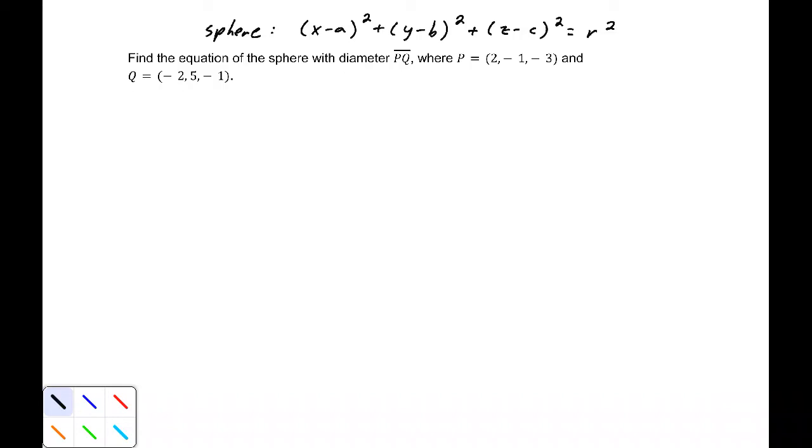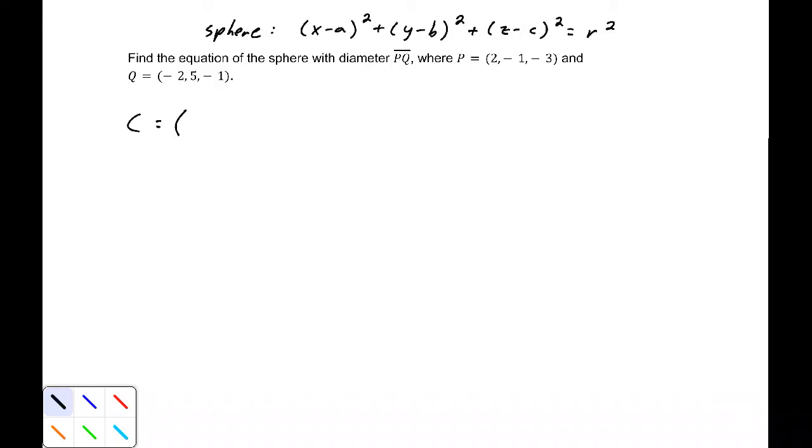So first, what we need to do to complete that equation is find the center of our sphere. Since we're given a diameter, we know that the center is the midpoint of that line segment. So we're going to average the components to find C.